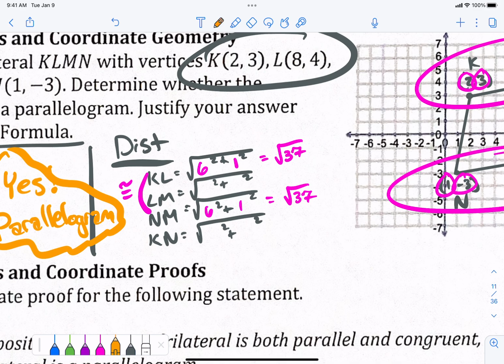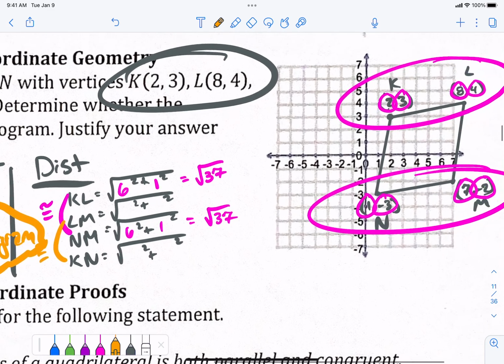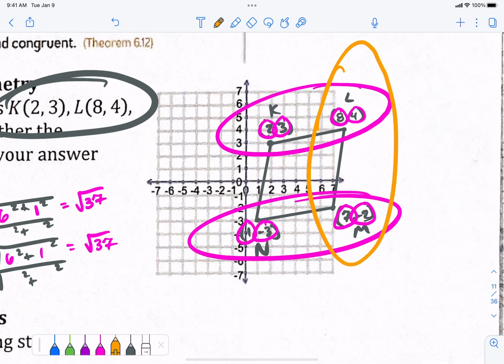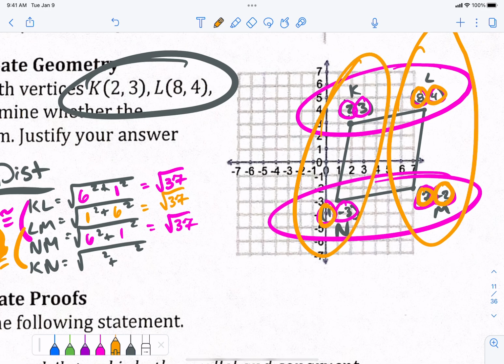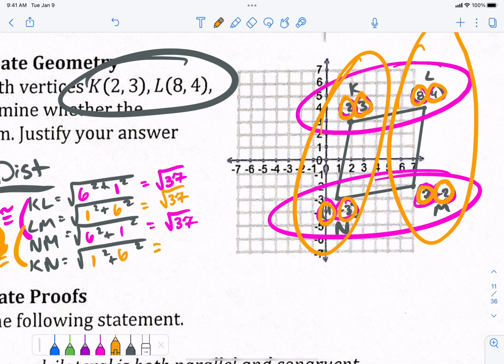Now I want to prove that the other two are congruent. Let's see if they are. LM is this guy right here. From 8 to 7 is 1, and 4 to -2 is 6. So I have 1 squared plus 6 squared, that is the square root of 37 again. What the heck? And from K to N, from 1 to 2 is 1, 3 to -3 is 6. So I've got another square root of 37.